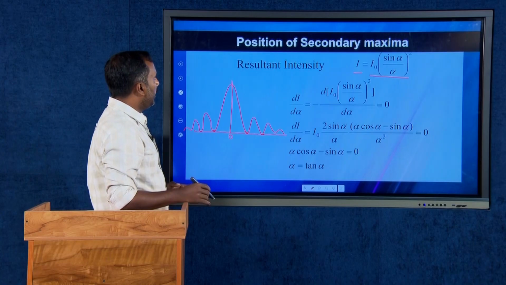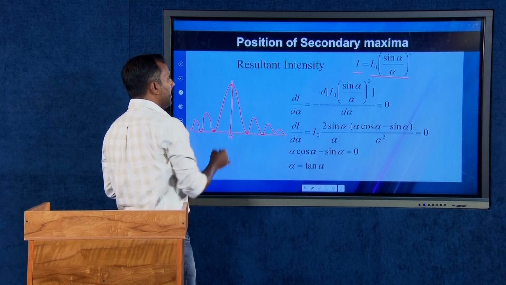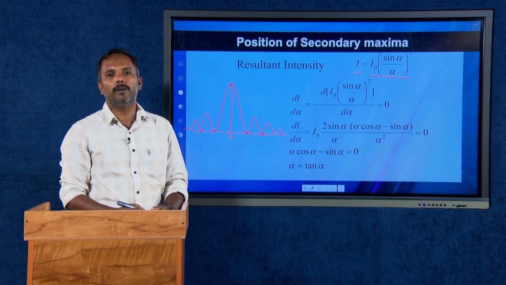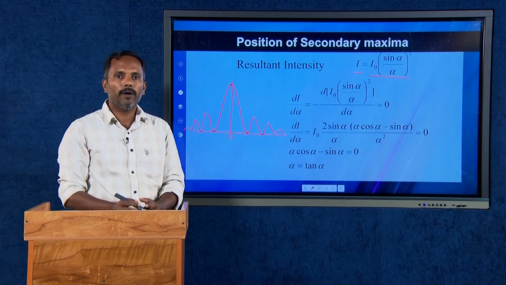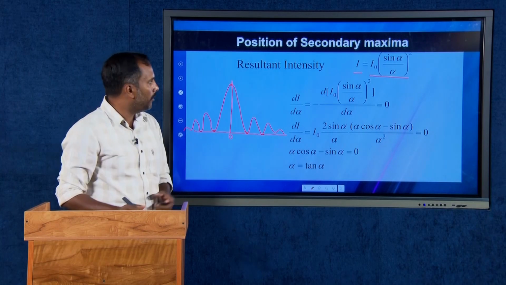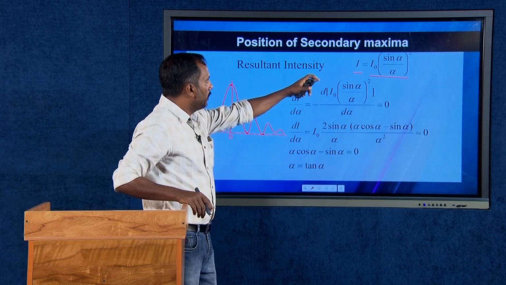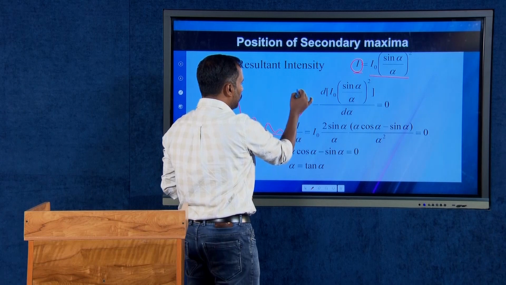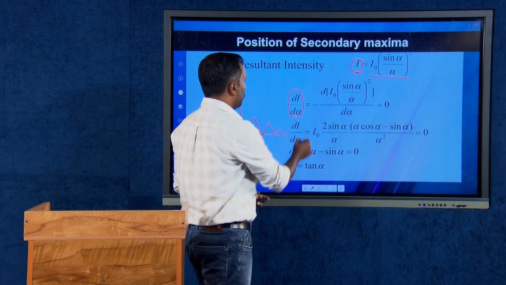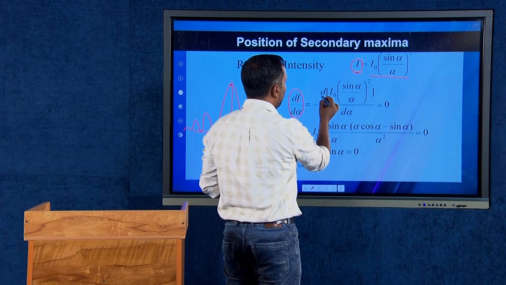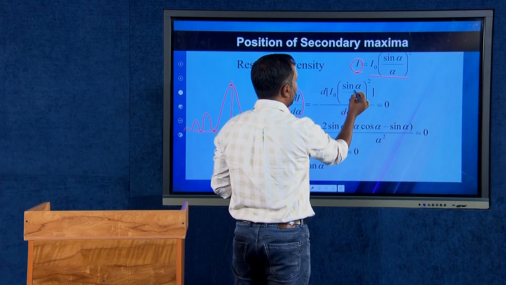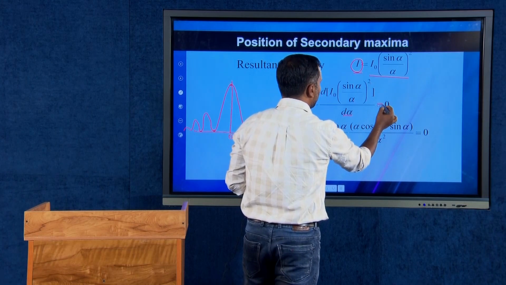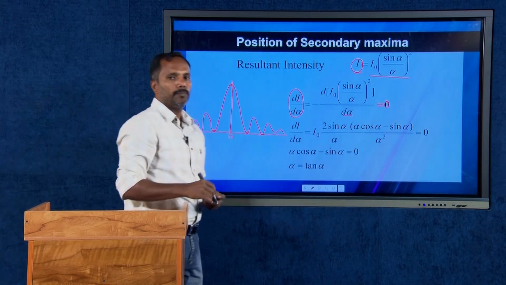Now, we know that at the maximum point, the derivative of this intensity with respect to alpha shall be 0. That means the slope at that particular point is 0. Therefore, I am differentiating this intensity term, dI with respect to alpha. So, I am substituting the value of I here, d by d alpha of I0 into (sin alpha divided by alpha) all squared, and that shall be essentially 0 at the maximum point.